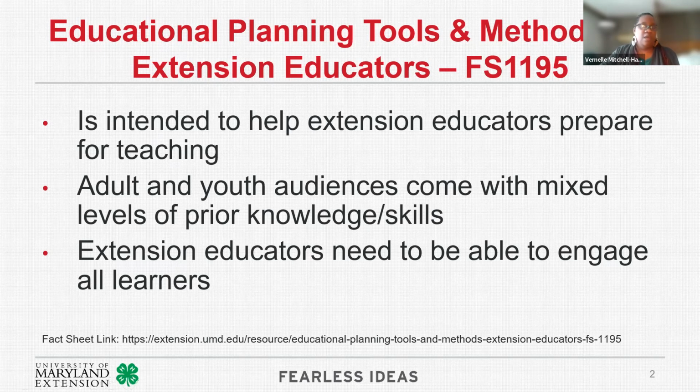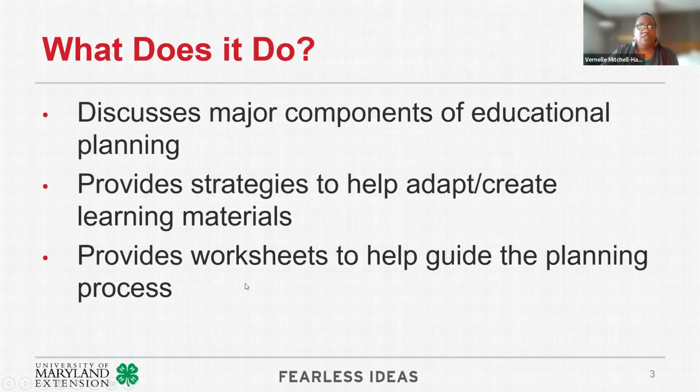We all are busy. We all have 1,000 things to do every single day. So this fact sheet is meant to give us a grab-and-go way to do things. It plays into the assumption that adults and youth come to our workshops and seminars with mixed levels of prior knowledge, prior skills, and prior interests. So as educators, we have to understand all that and still engage everybody where they are and bring them to the next level.